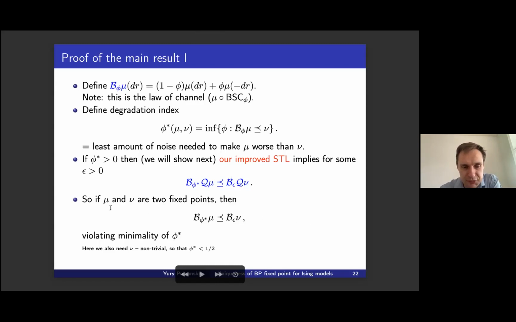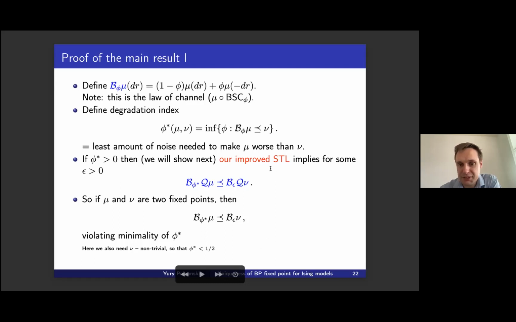But now you see if mu and nu are themselves 2 fixed points, then Q mu equals mu, Q nu equals nu, right? So then we get B phi epsilon mu is upper bounded by B epsilon nu. And remember, this is add epsilon noise, and this add phi star noise. So this means that you can move B epsilon to the other side, and show that mu is already worse than nu when, instead of adding phi epsilon noise, you only add phi epsilon minus epsilon, right?